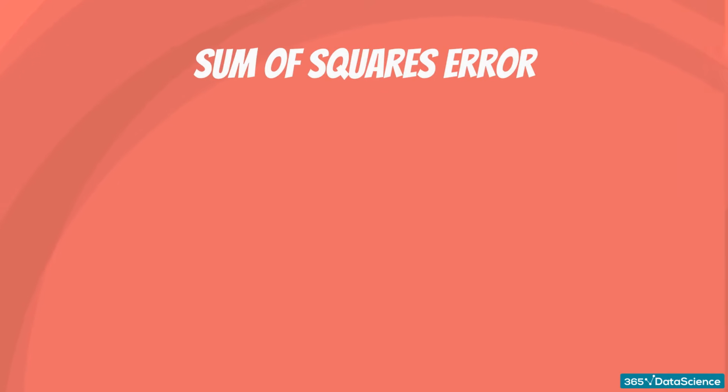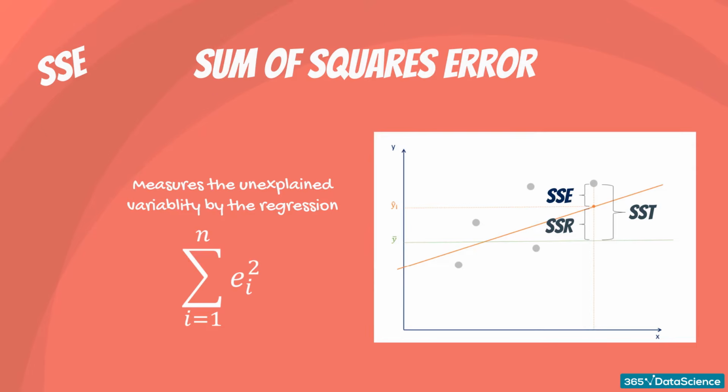The last term is the sum of squares error, or SSE. The error is the difference between the observed value and the predicted value. We usually want to minimize the error. The smaller the error, the better the estimation power of the regression. Finally, I should add that it is also known as RSS, or residual sum of squares. Residual as in remaining or unexplained.